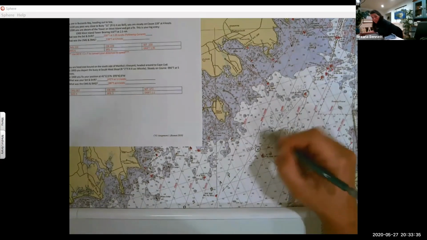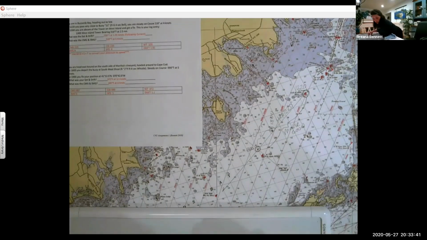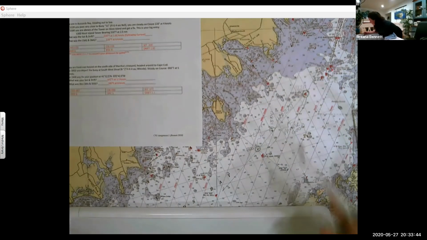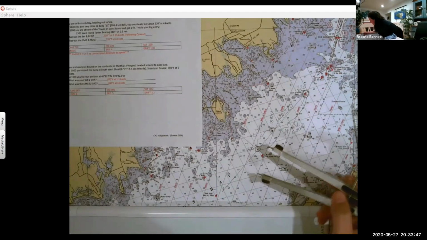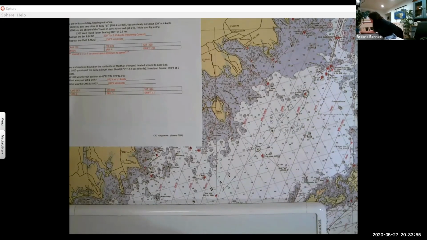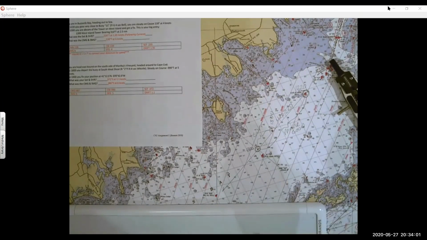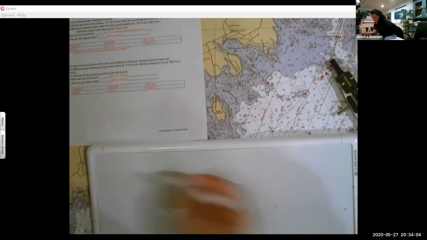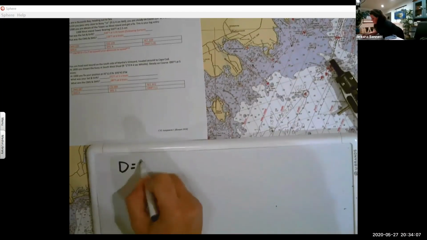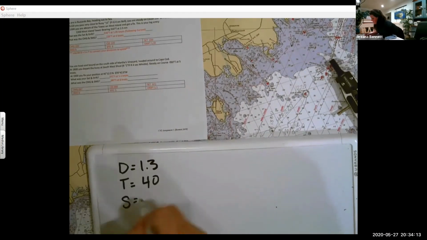So first we're going to measure the current. We know the direction is 220. The distance we need to measure. I got 1.3. So I have a distance of 1.3, a time of 40 minutes. What was my drift? What was the speed of my current?